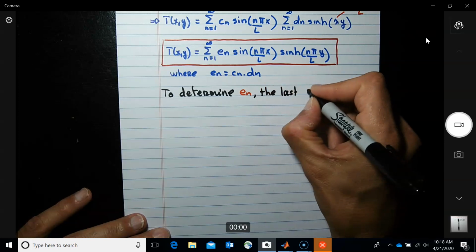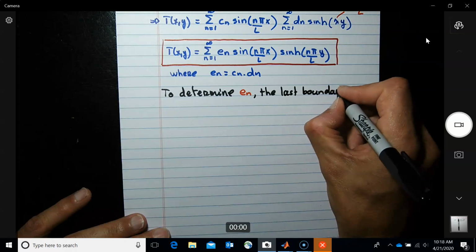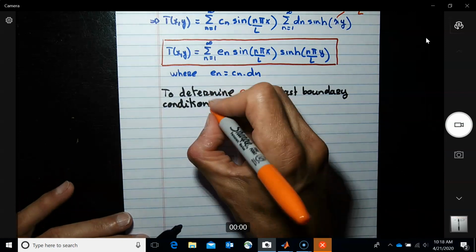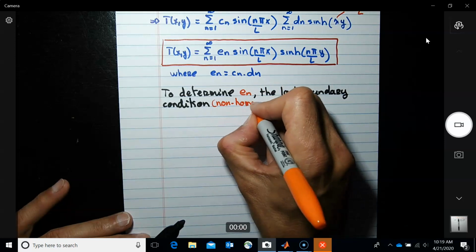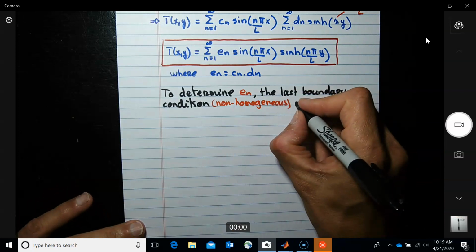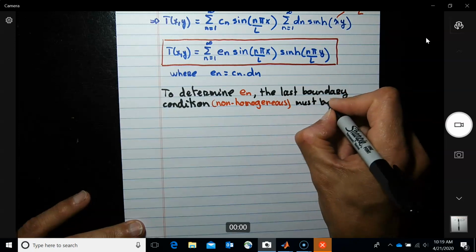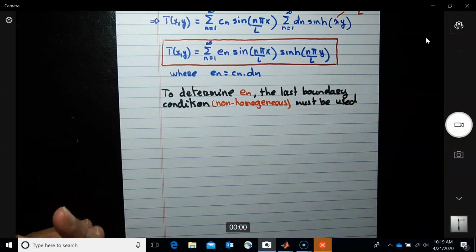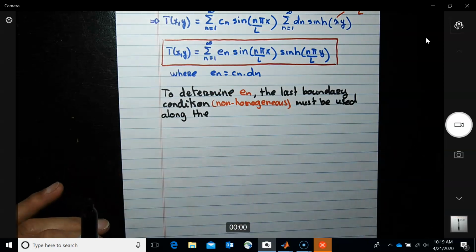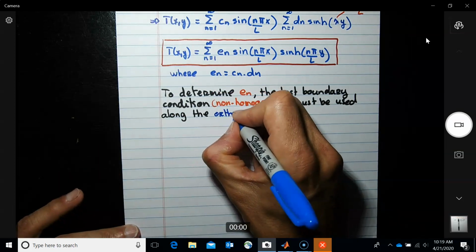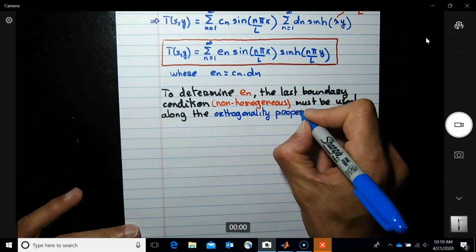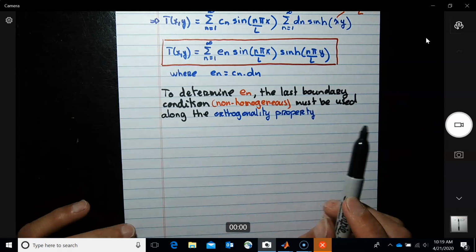The last boundary condition, basically the non-homogeneous condition, must be used along the orthogonality property.